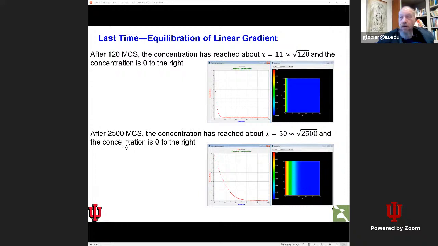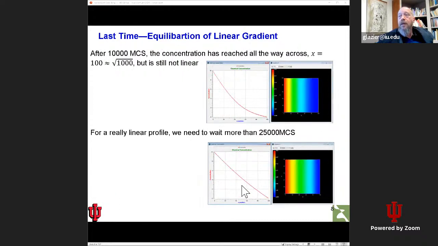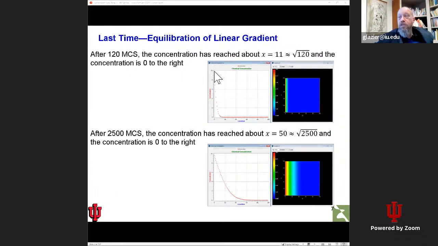After 2,500 Monte Carlo steps, square root of 2,500 is 50. And if I look, it's tiny here, but if I look on my x-axis, my blue band is around 50. You can see my curve is not 0 at 50. It goes a little further, but you see it's getting pretty small around 50. Notice this curve is still pretty far from a straight line, right? The equilibrium would be a straight line from the upper left-hand corner to the bottom right-hand corner. Maybe I should have drawn a guide for the eye of the target.